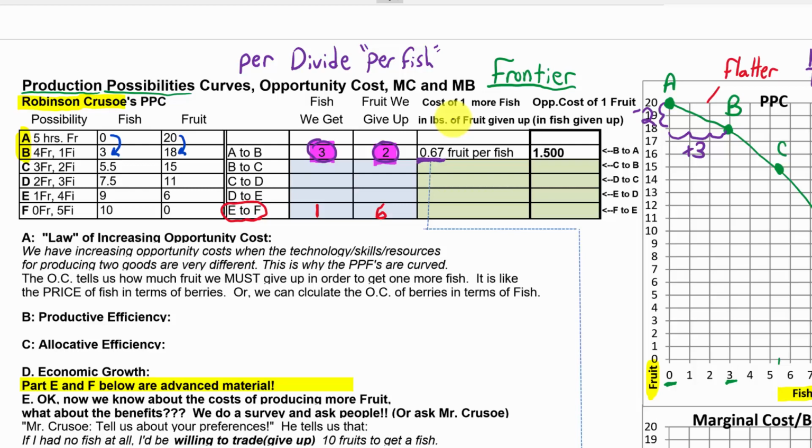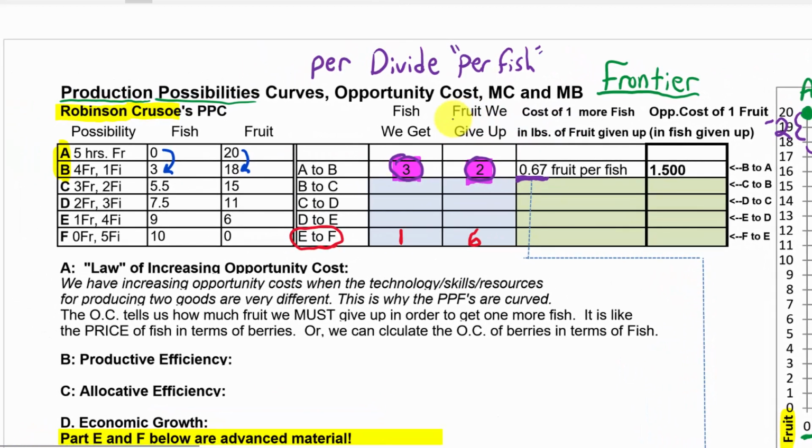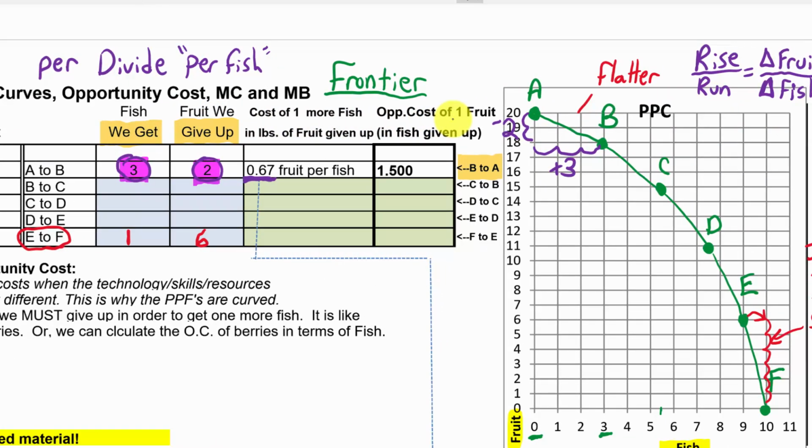Well, what if we went the other way, though? Right? So here's the next question. What if we went, instead from point A to point B, what if we wanted to go from B back to A and discuss that trade-off? Instead of getting fish and losing fruit, when we move from B to point A here, what we're doing is we're getting fruit and we're giving up fish.